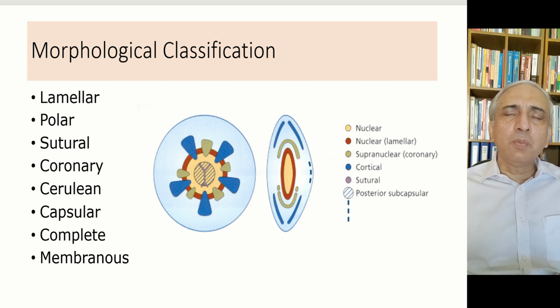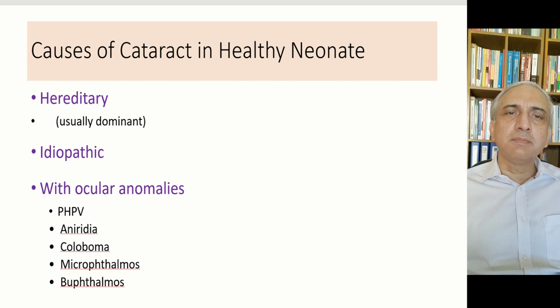So causes, then we come on to if we think of having cataracts in a neonate which is healthy. He comes in, he doesn't have any other pathology. So you always look for other pathologies in the history, which we will go through as we go through the lecture. Hereditary ones are usually dominant because it is a trait which comes in that form. Then you have idiopathic with ocular anomalies, which we discussed, such as persistent hyperplastic primary vitreous.